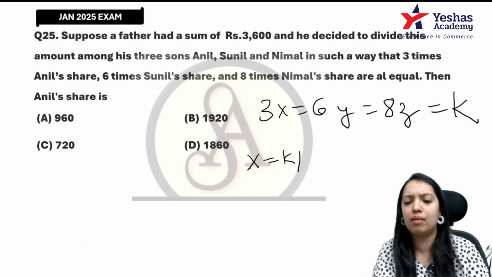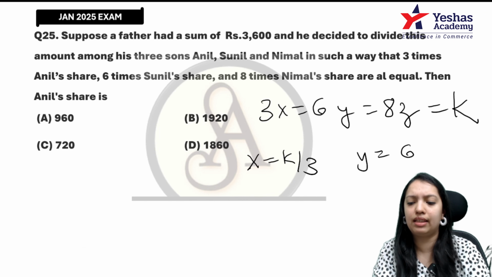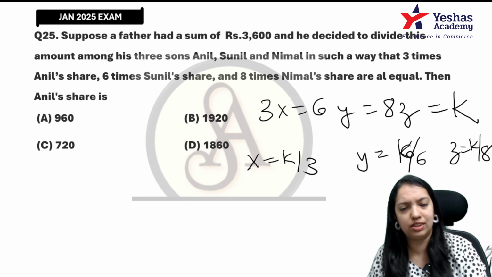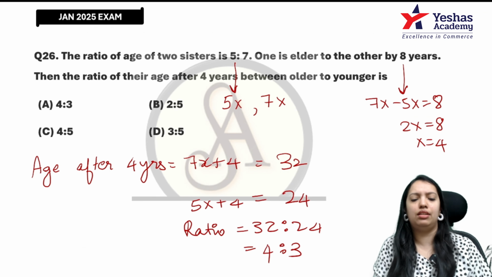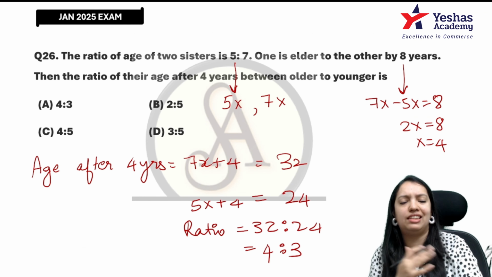X value will be k by 3, y value will be k by 6 and z value will be k by 8. And then you can solve this question. Even then you get the same answer. It is 1920.